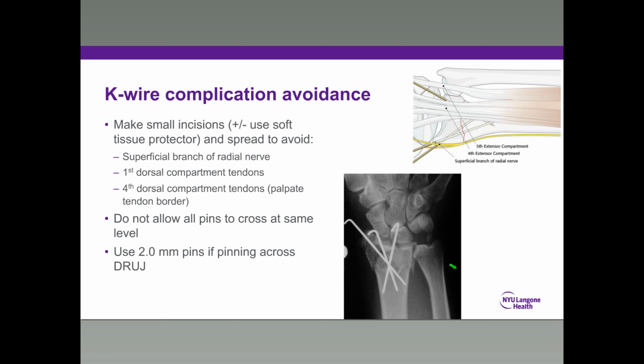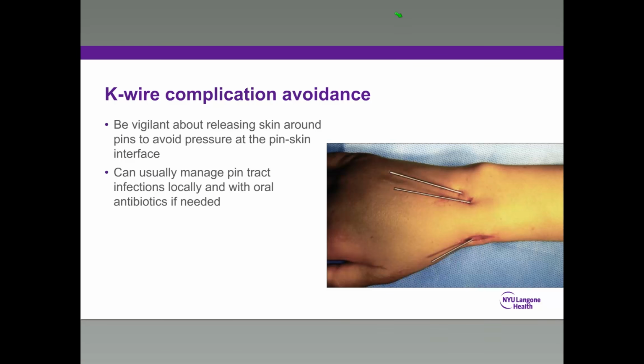If it's an injury where you're also finding the DRUJ to be unstable and you have to pin across the DRUJ into the radius, it's recommended that you use a stiffer pin, like a 2.0 wire. Usually for these, you're using a 1.6 or the equivalent of a 0.062 K wire. But for DRUJ pinning, you want a stouter wire so you don't have to worry about the wire breaking between the two bones.